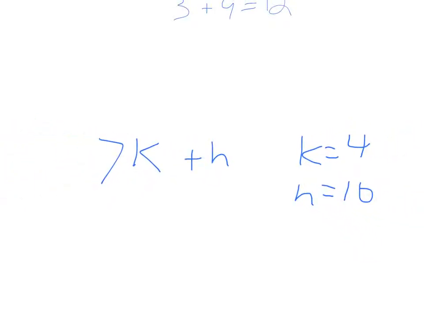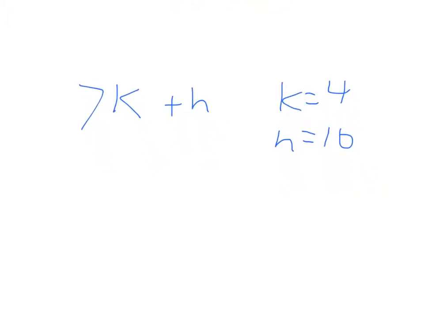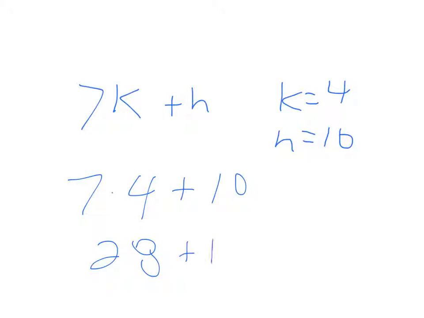I want you to evaluate 7k plus h if k equals 4 and h equals 10. Seven times 4 is 28. You add your 10 on there. 28 plus 10 equals 38. Awesome job.